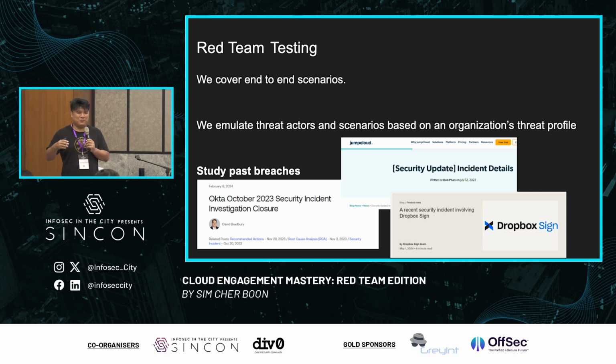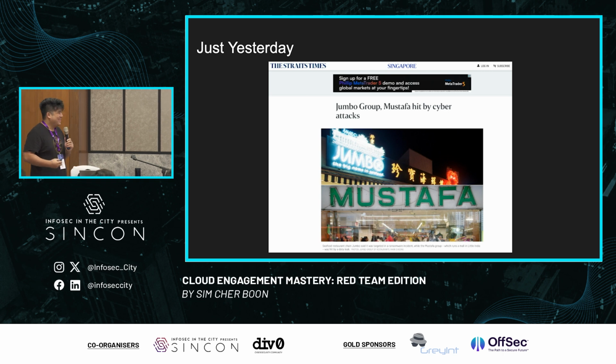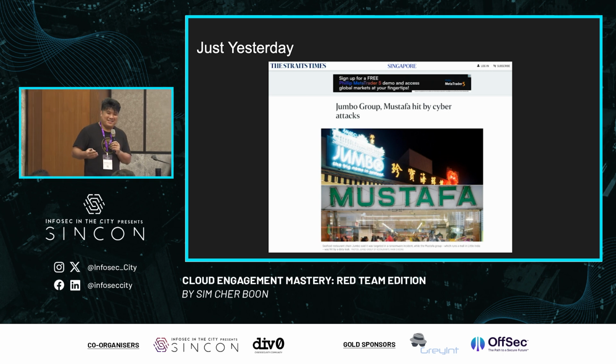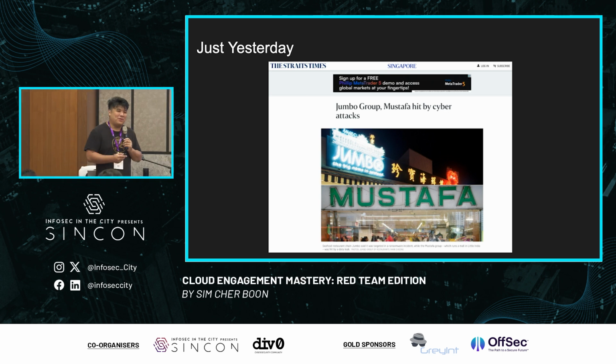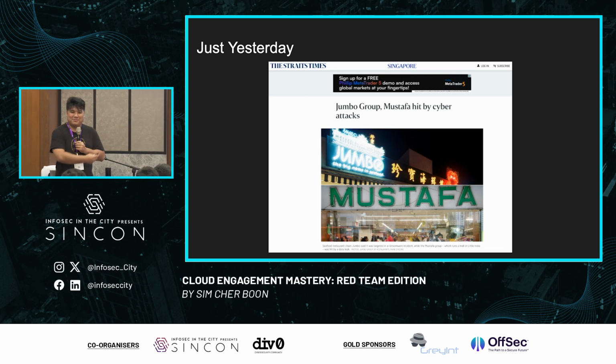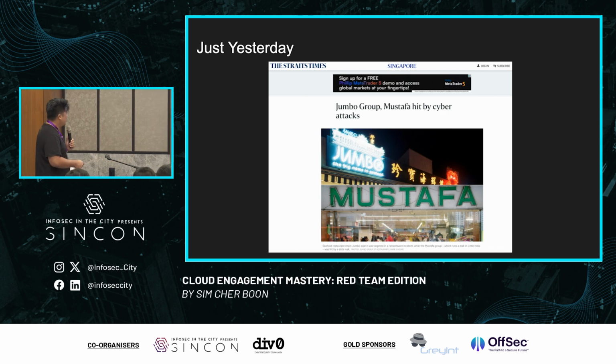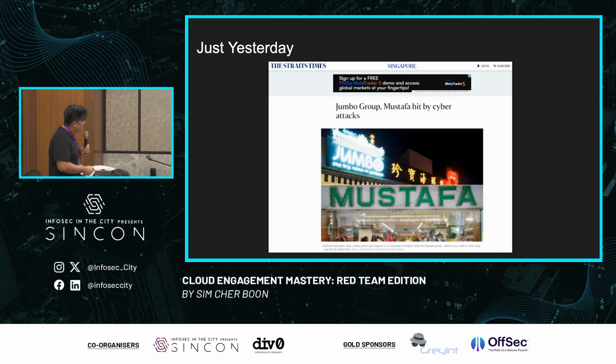Apart from looking at small-level, low-tier adversary groups and Telegram group chats, we also need to study what people have discovered. And just yesterday, locally, Jumbo Group and Mustafa got hit by cyber attacks. So no one is safe. People keep thinking, who will hit us? But Mustafa and Jumbo just got hit yesterday. This is from Straits Times, so I'm not making anything up. This is the real Straits Times, not the fake one.